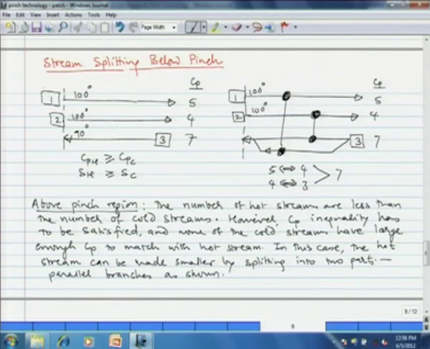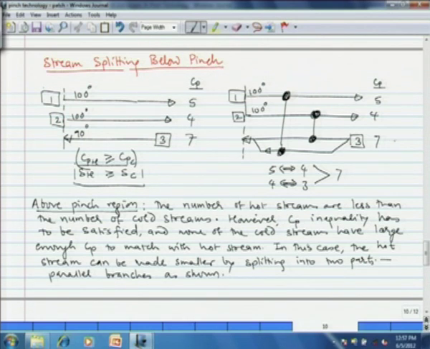A similar situation is shown for the below pinch region now. We have for the below pinch region 2 hot streams and 1 cold stream. So, as far as only the stream population constraint SH greater than or equal to SC is concerned, this situation is okay. However, we have a problem of Cp inequality. The cold stream has a Cp of 7 and the 2 hot streams have Cp of 5 and 4. Now, none of the hot streams has Cp high enough to be matched with the cold stream, because we have a Cp constraint that Cph should be greater than or equal to Cpc.